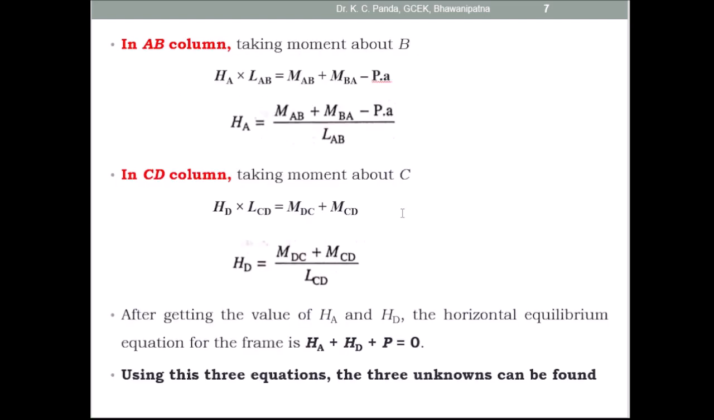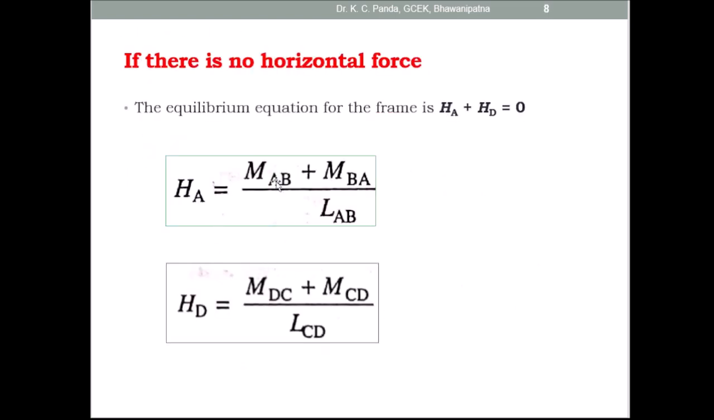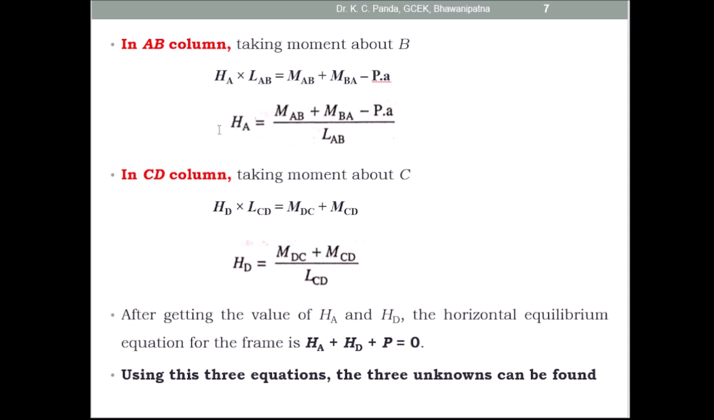If the horizontal force is not present here, in that case the horizontal reaction at A is HA equal to MAB plus MBA divided by LAB, because here P is equal to 0. Similarly, the horizontal reaction at D is HD equal to MDC plus MCD divided by LCD. Here HA is equal to MAB plus MBA minus P into a by LAB, because the horizontal load P is present. So by using this formula you can find out the horizontal reaction at A. But if the horizontal load is not present, you have to take the P value as 0. In that case HA is equal to MAB plus MBA divided by LAB. Similarly, HD is equal to MDC plus MCD divided by LCD.